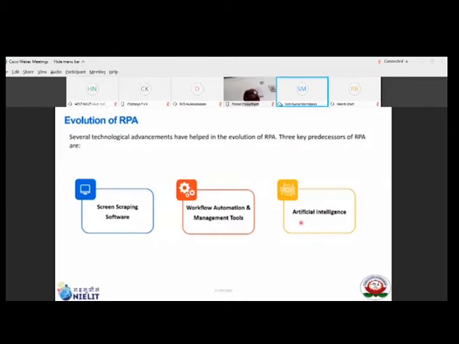And the third thing is AI. This is what we call cognitive RPA. I know most of us are pretty excited about ML and AI. With the tools we have in front of us, from the market leaders, we can very easily create a model and ask our bot to follow that model and give us more intuitive results.